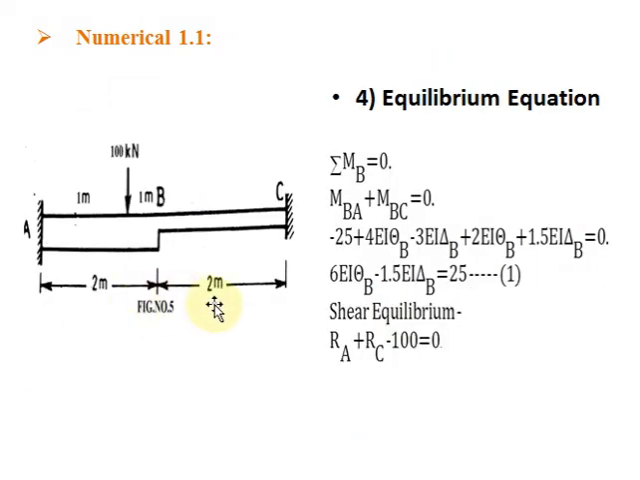Now to solve all these slope deflection equations, we have to consider equilibrium equations. Here the degree of freedom is 2, so we must have 2 equilibrium equations. The first equilibrium equation is moment about B is equal to 0, and the second is shear equilibrium equal to 0, or shear forces for the whole structure is equal to 0.